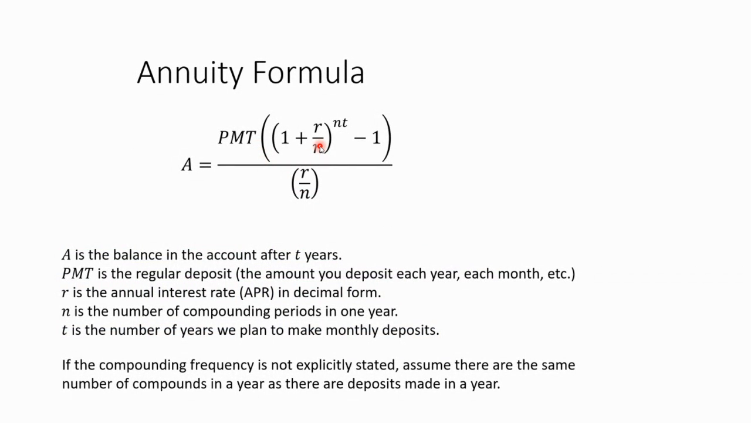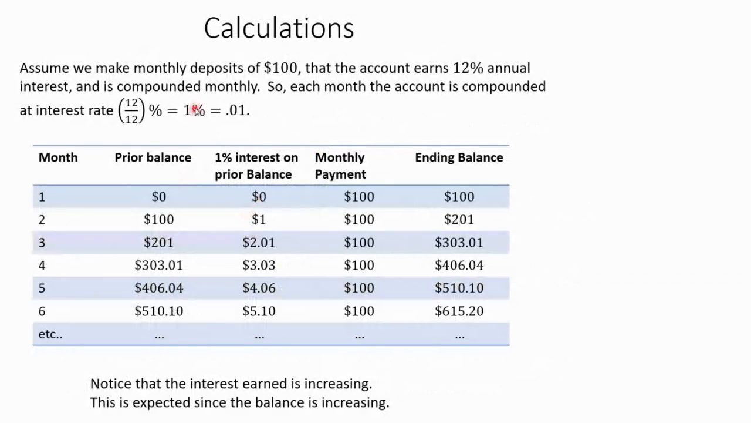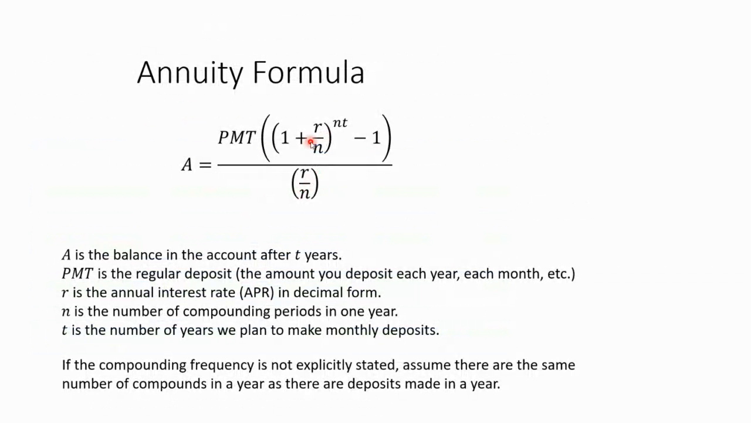R is the APR. That's the annual interest rate. I know here we had to divide the annual interest rate by 12. When you're using the formula, though, you don't have to do that beforehand. You're plugging in the APR, but in decimal form. So in the previous example, it was 12%. So in the formula, it would have been 0.12.